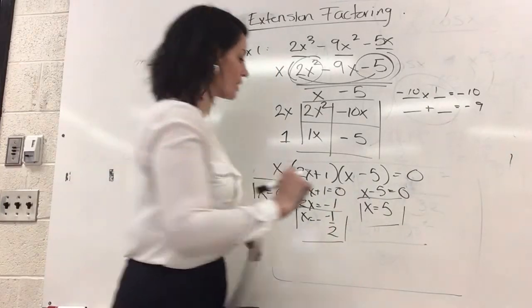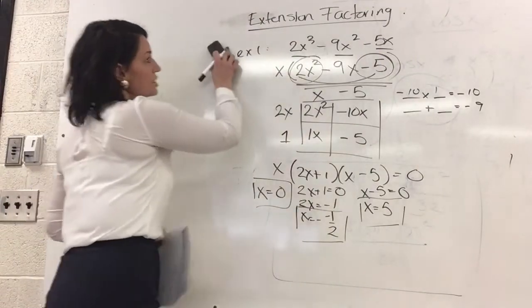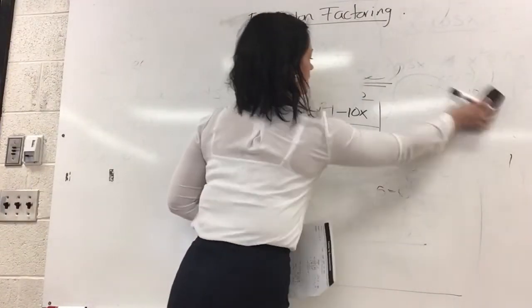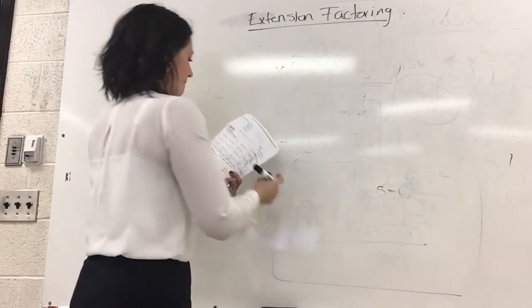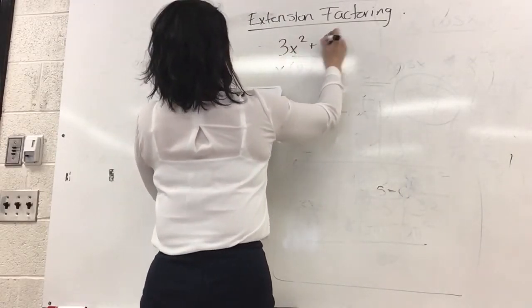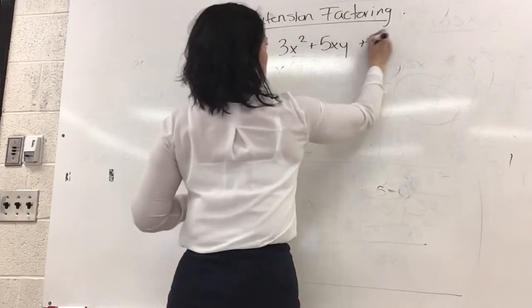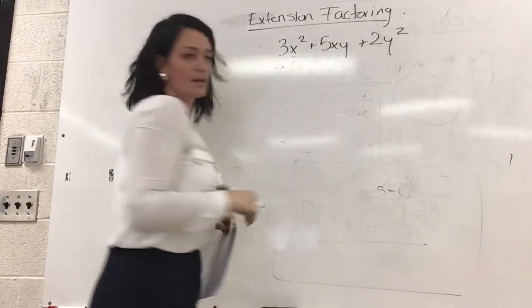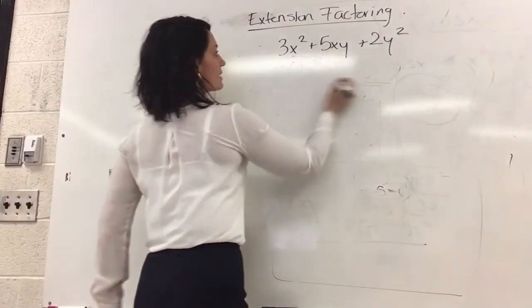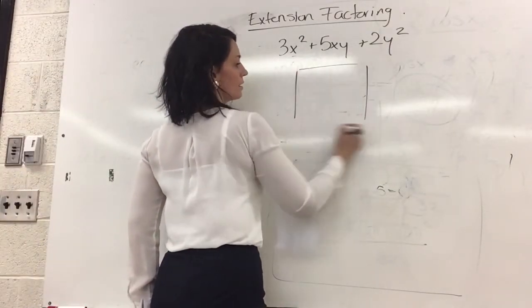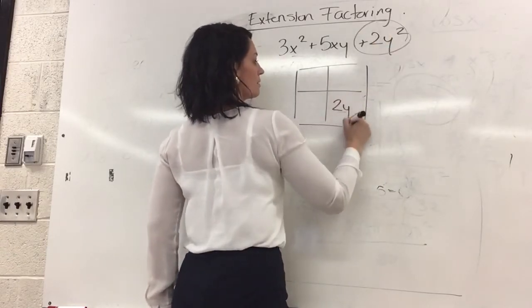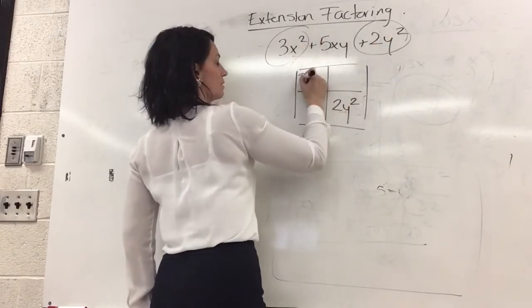Okay, I want to do one more example of extension factoring. So this looks kind of like it's going to be a reverse box method question, but there's y's involved. But we actually do it the exact same way. So this is how I want you to set it up, okay? Set up our box, put this term here, put this term here, okay?